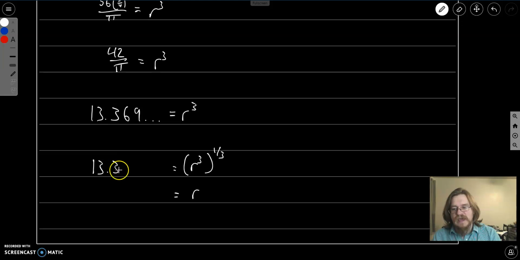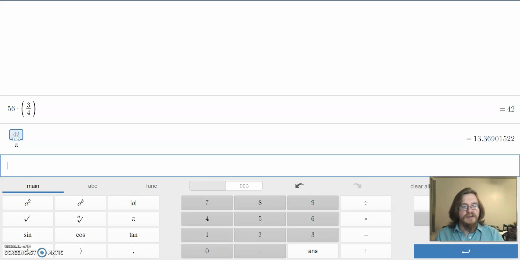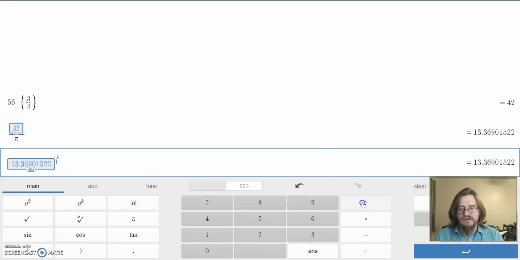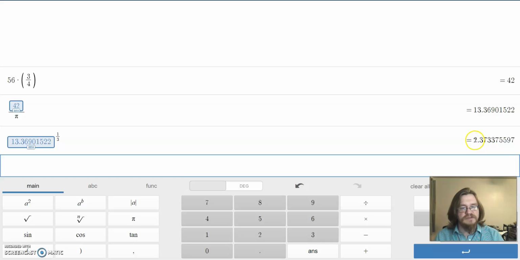But whatever we do to one side, we have to do to the other. So I'm going to take this number and I'm going to raise it to the 1/3 power. So if I come back to my calculator, this number is already here, so I don't have to do anything. I can take that and I can raise it to 1 divided by 3. So again, we can look at this and make sure that we got this right. So 13.369, this number was 42 divided by pi, and the 42 was 56 times 3/4. So everything is lining up. I can see that I've got all this to the 1/3 power. If I hit enter, we see that this is going to be 2.3733 and so on.